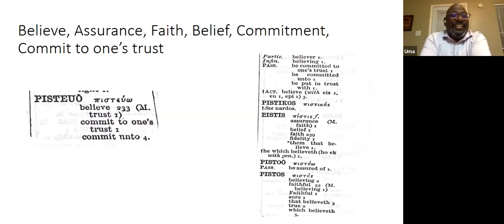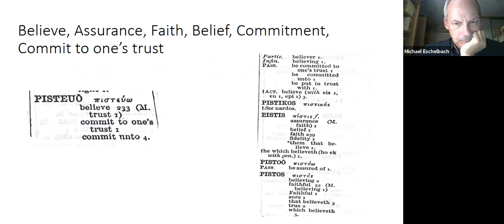So I looked at the Greek words pisteuo and some of the words that went with it, as in with the word refuge. What I found fascinating in Young's were words such as belief, assurance, faith, commitment, commit to one's trust. These were all words that were coming through as a way to explain what refuge was like.